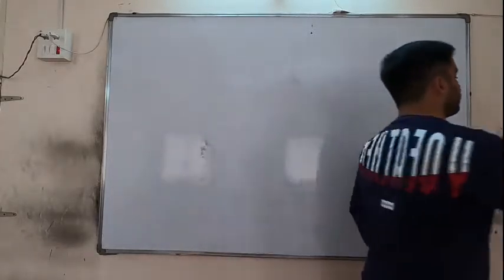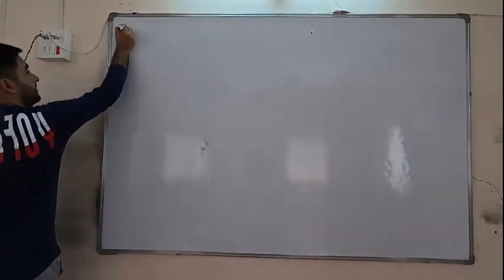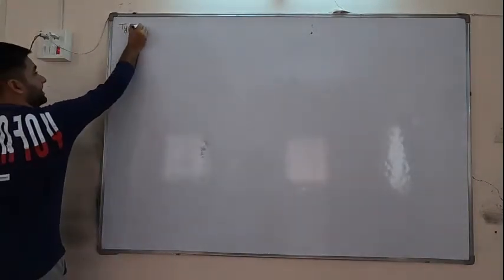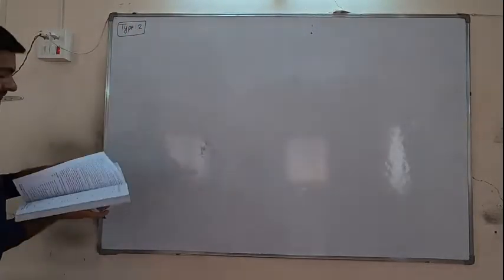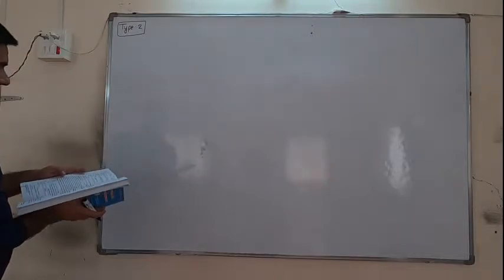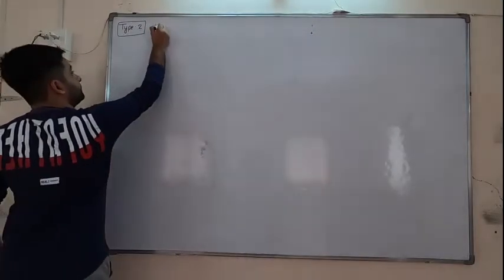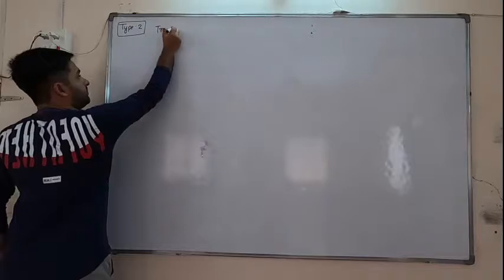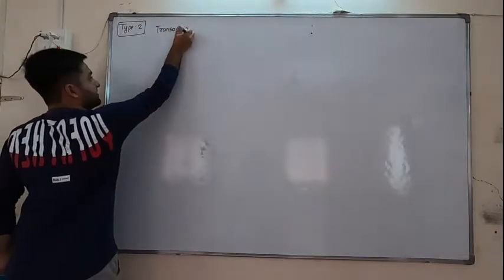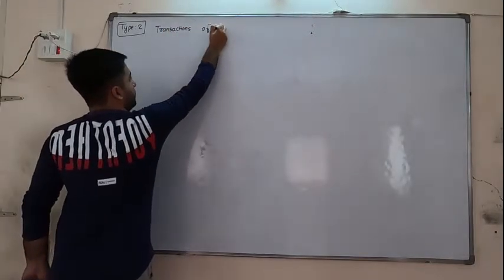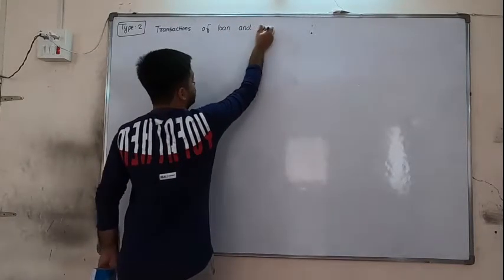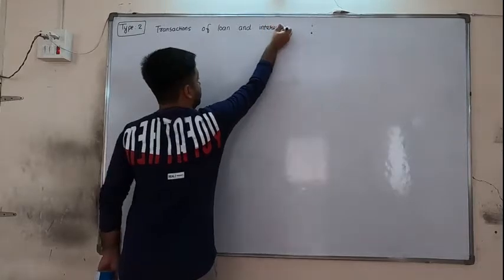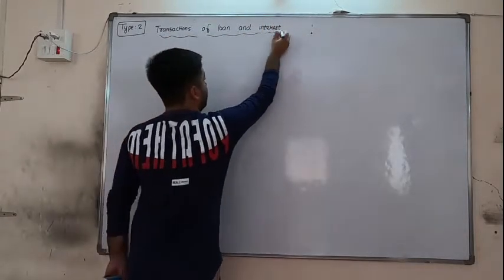Okay, so let me write on the board. Everyone must write in your notebook also. Type 2. Yesterday we have seen type 1. Now today we are going to see type 2. Transactions of loan and interest.